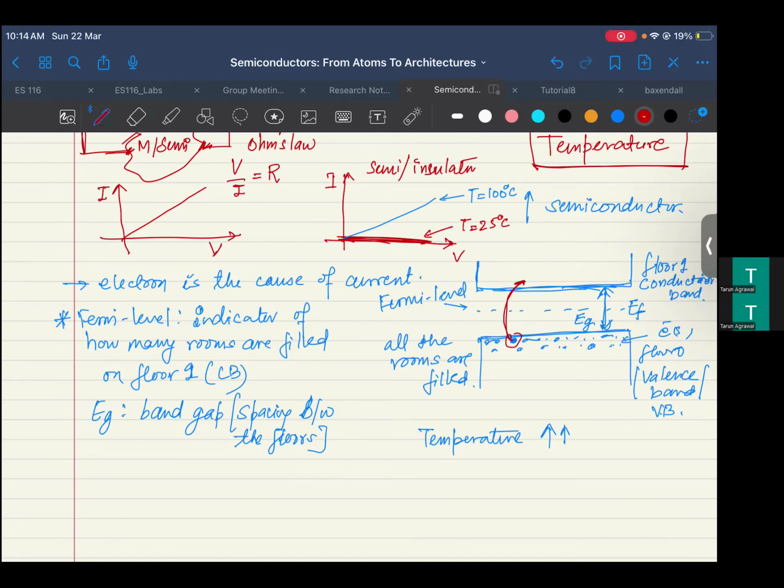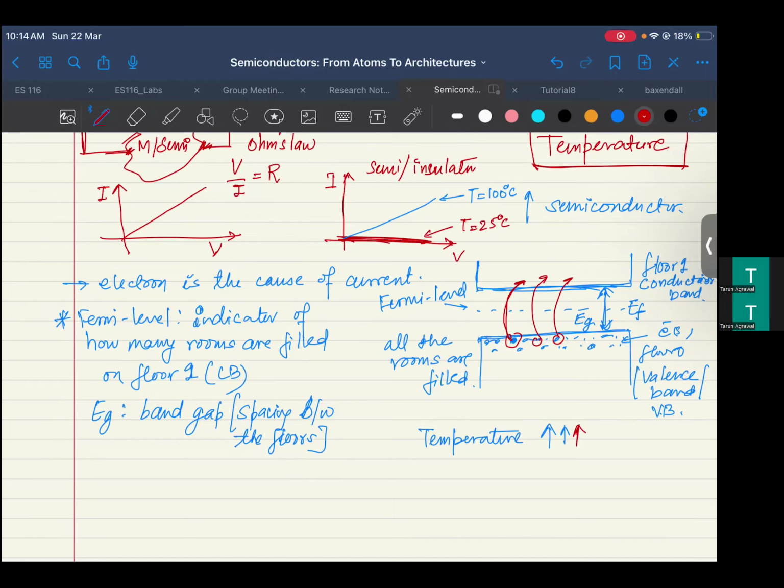And that is what again would be indicated by EF, because that would move up and down depending on how many rooms are filled or empty, right? So then we see that this is what is happening with temperature. When we are increasing the temperature, more and more electrons are going to jump to floor one.